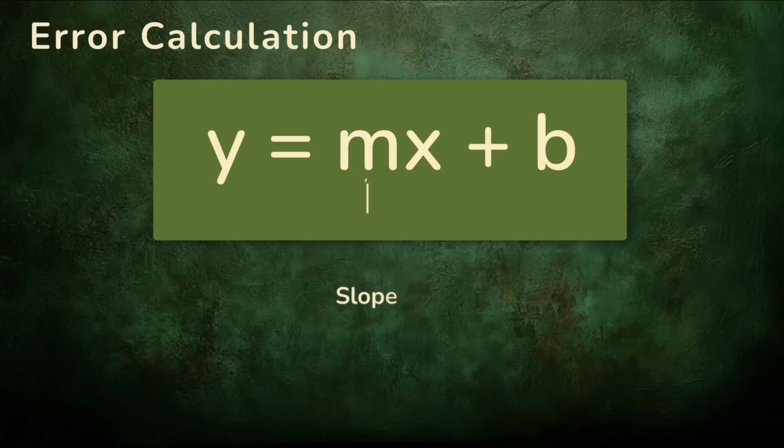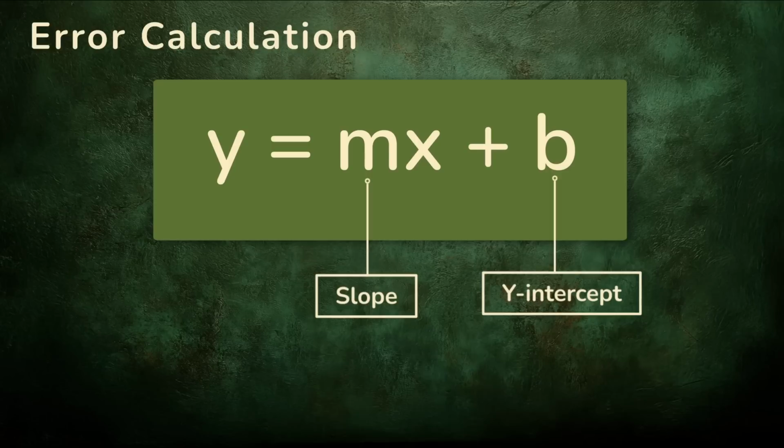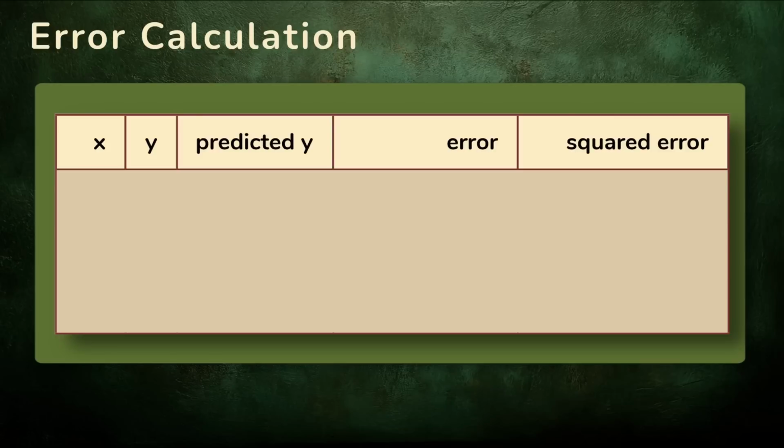The equation of the best fit line takes the form y equals m times x plus b, where m is the slope and b is the y-intercept. Once we have the values of m and b, then we'll have our working equation for the best fit line. Let's first calculate the squared errors for our 3 data points. We'll start with the point -1, 4.